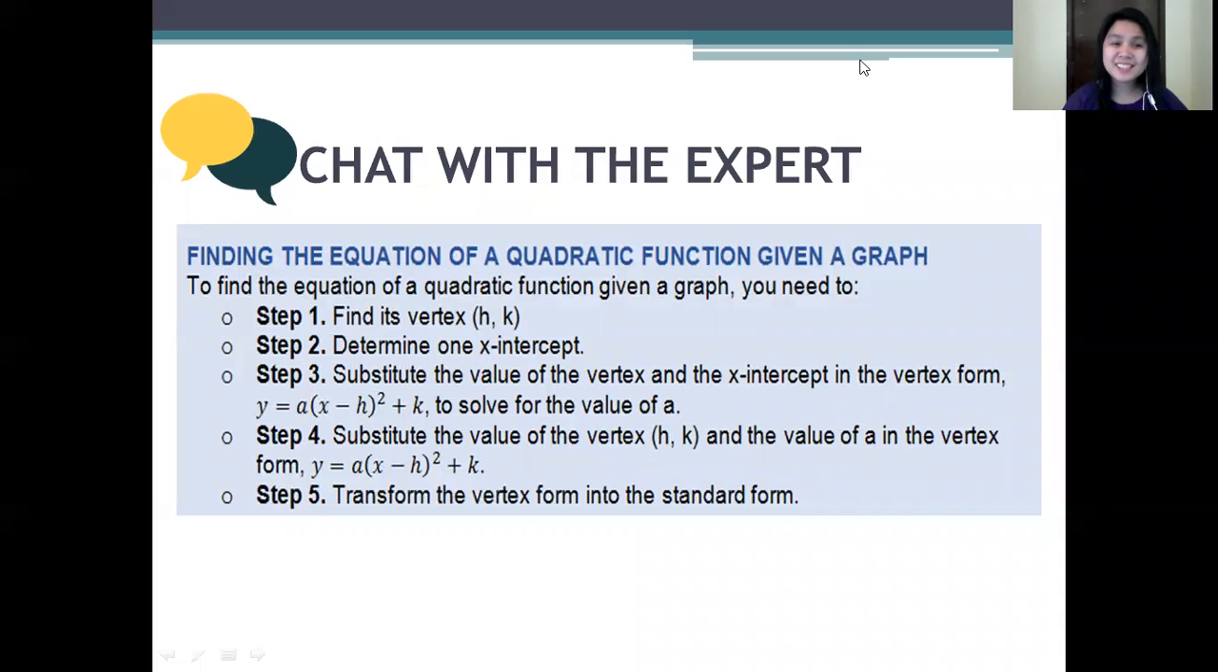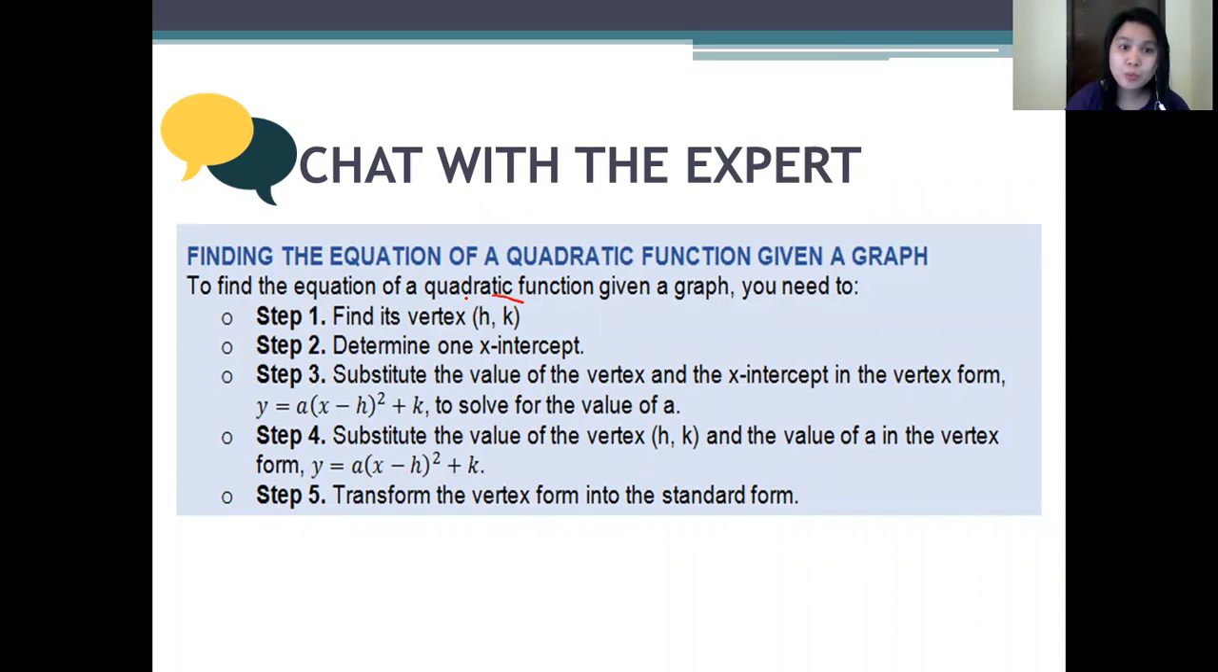Welcome back. Today, let's learn how to find the equation of a quadratic function given a graph. So what are we supposed to do? In this type of problem, we are given the parabola or the graph of the quadratic function. So what will you do?